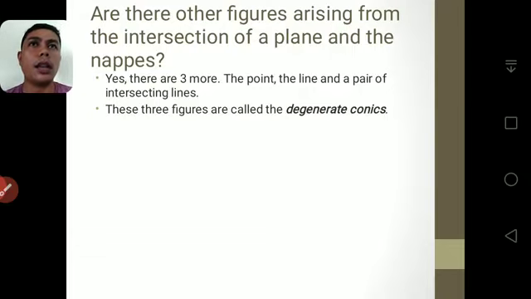Why not proper conics? Because they are not curves. The proper conic sections are actually a collection of curves. The circle is a curve. The parabola is a curve. An ellipse is a curve. Hyperbola is a curve. The point, the line, and the pair of two intersecting lines are not curves. So they are not really a part of the conic section. They are the degenerate conics.